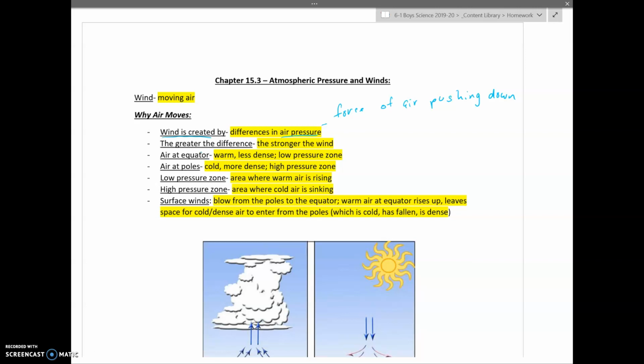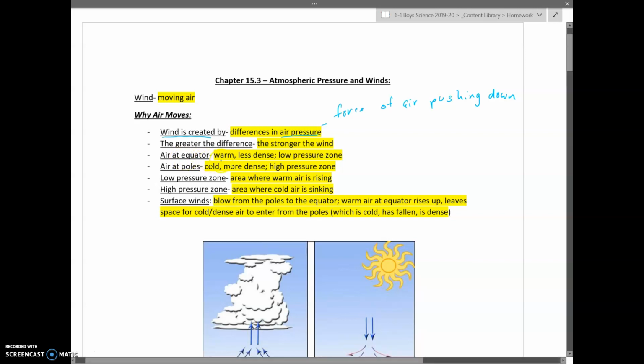At the equator, you can assume that because the equator is more directly in line with the sun, the air at the equator is warm. When air molecules are warm, they spread out, so the air is less dense. And when air is less dense, it is low pressure, right? If air pressure is caused by the force of air pushing down, when we have molecules that are really spread out, there's not that much force pushing down.